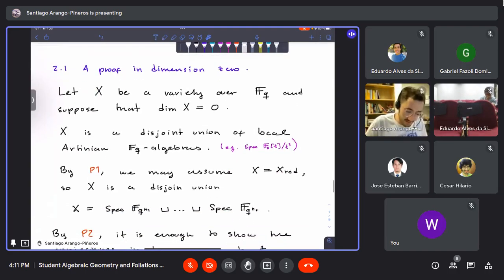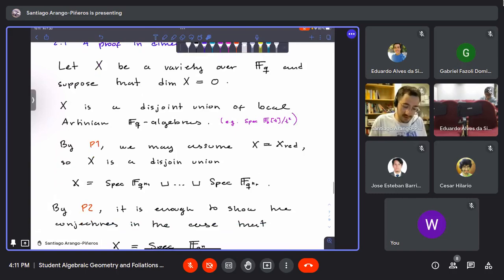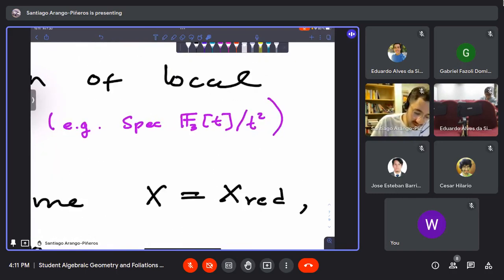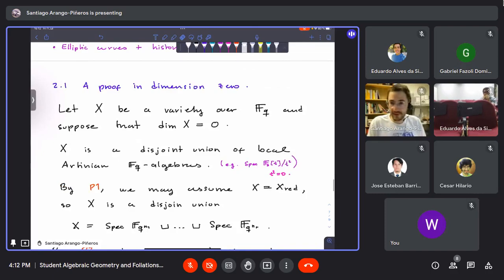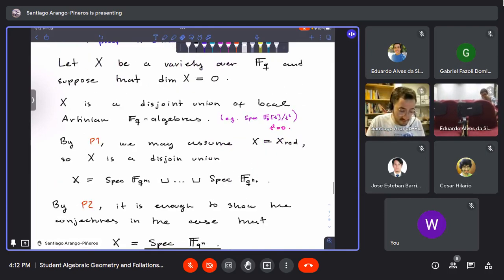But yeah, I'm just going to say for now that it is well known that X has to be a disjoint union of spectra of Artinian F_q-algebras. And so, for example, one of the components can be a non-reduced ring, right? So I can have the equation t squared equals 0, which is a single point, but this is a non-reduced variety. The good thing is that the Weil conjectures are statements about the zeta function, and zeta functions only cared about reduced varieties.